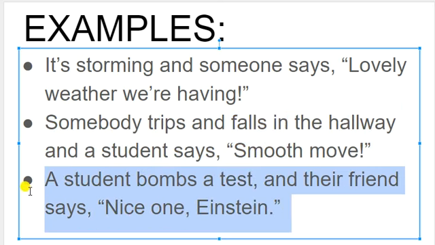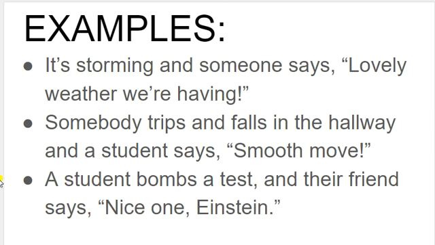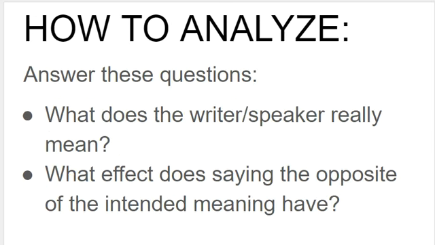Okay, this one I would say is probably in that sarcasm zone. It's meant to be kind of rude and biting to the person. If a student bombs a test, their friend says, "Nice one, Einstein," okay? Einstein was literally a genius, so you mean the opposite of that. You mean that they're stupid, which is not nice, by the way.